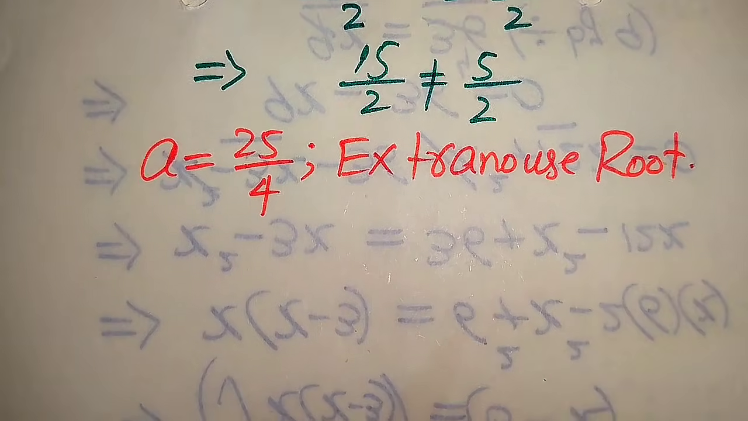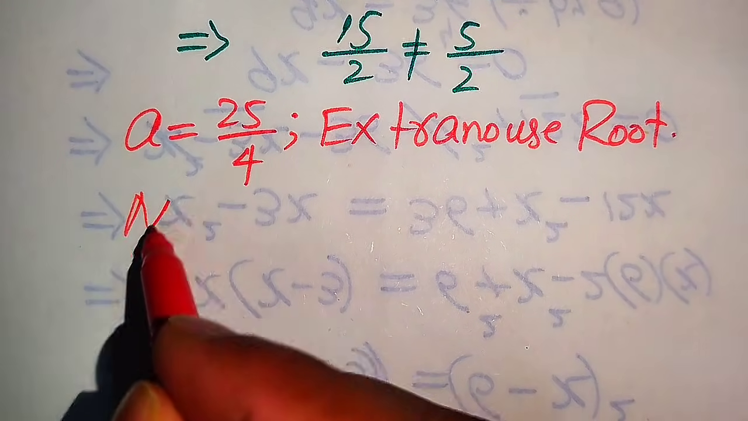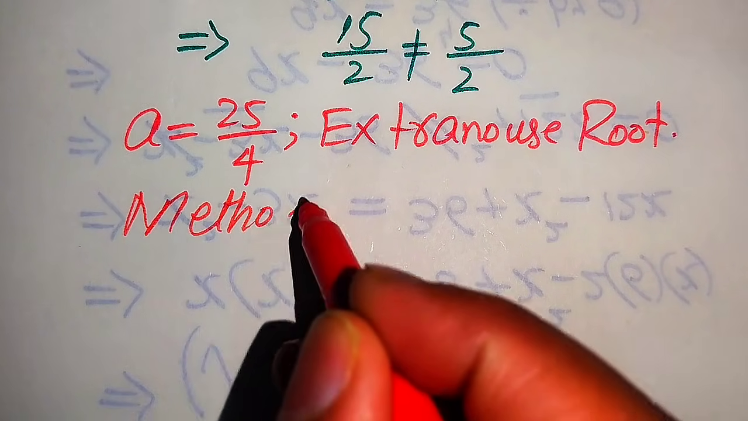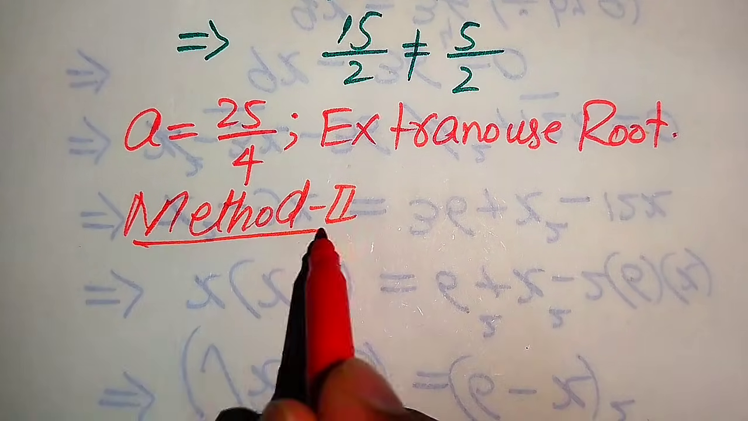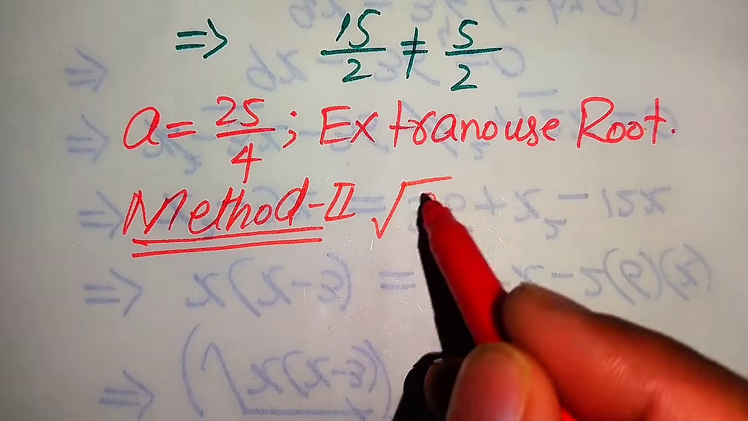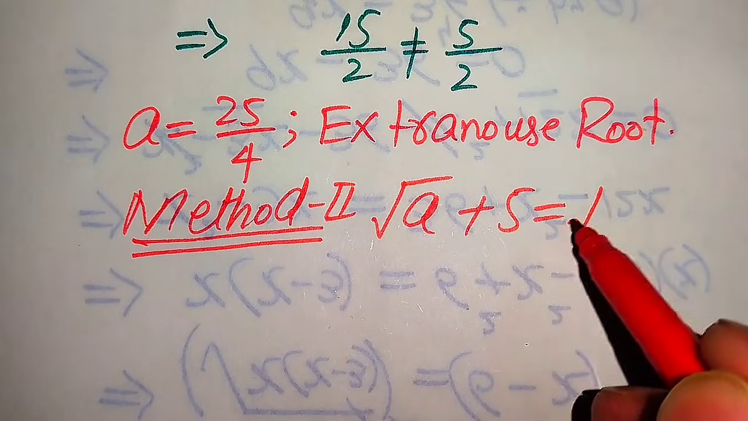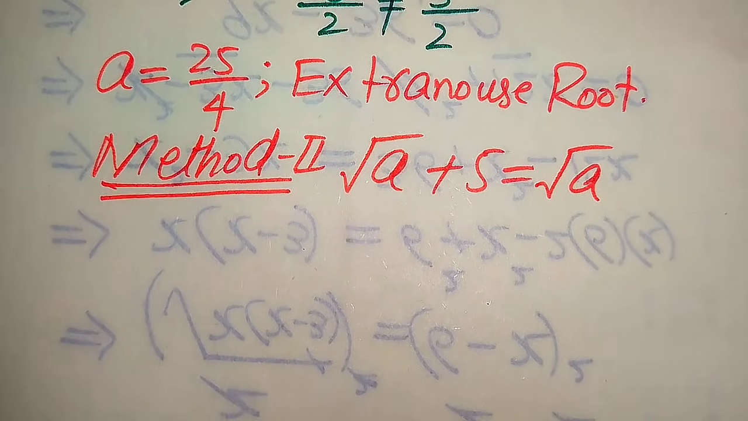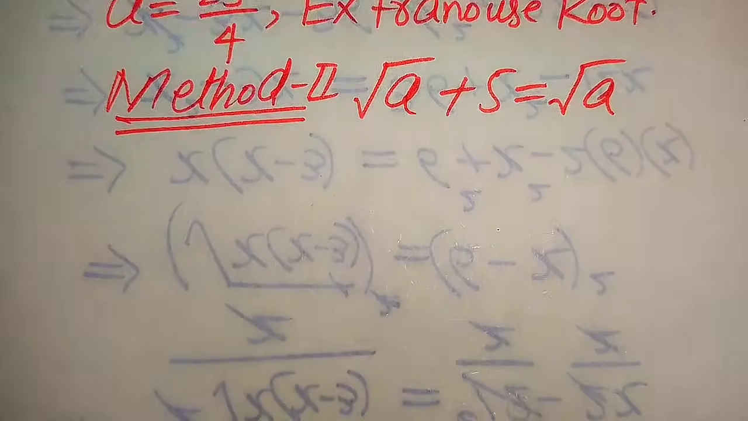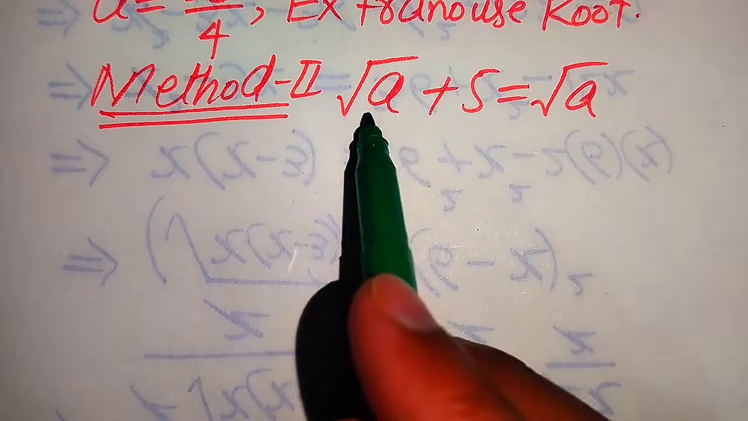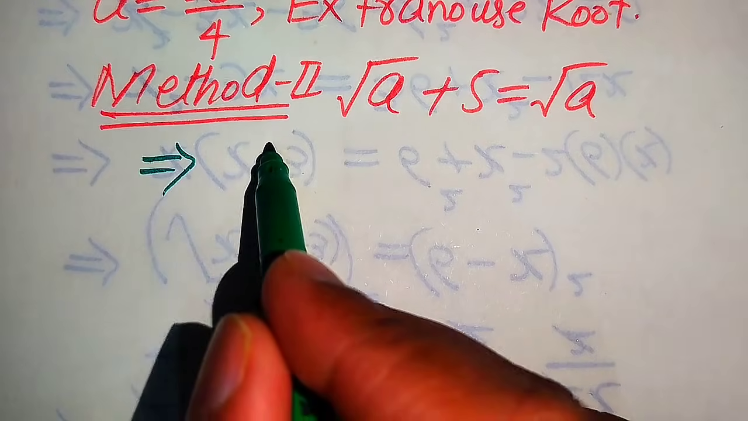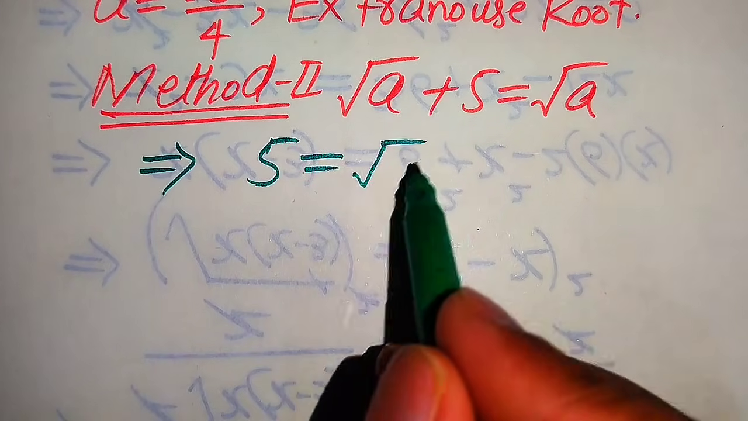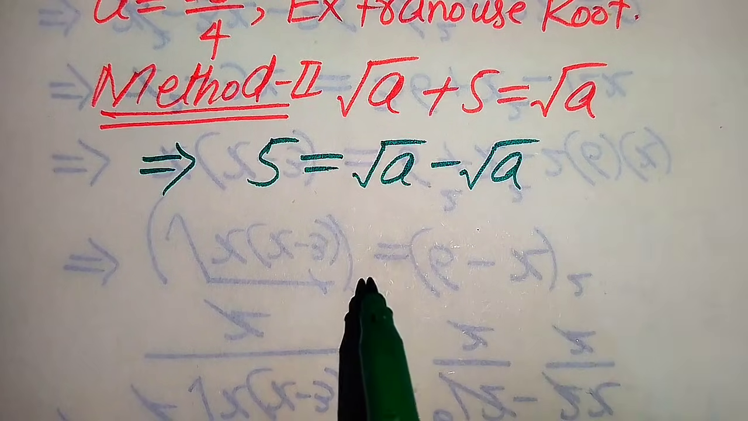And now we move towards the second method. So in the second method, first we need to copy down the given question statement, which is square root of a plus 5 is equal to square root of a. Our second method is the very quickest method, and here we quickly get the value of a. So we just move this square root of a from the left hand side to the right hand side, and it will be written as 5 is equal to square root of a minus square root of a.